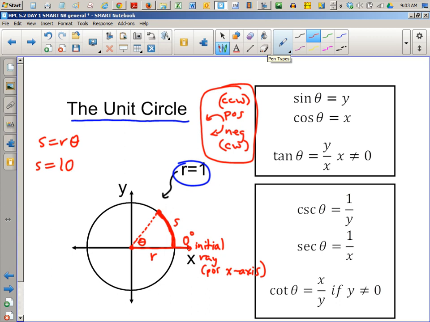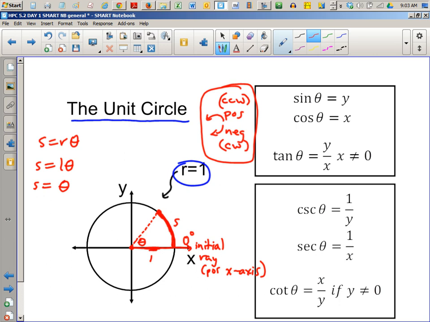In other words, S is theta. This is really, really important. What I'm saying is, on this particular circle, because the radius is 1, the arc length is the angle measure.